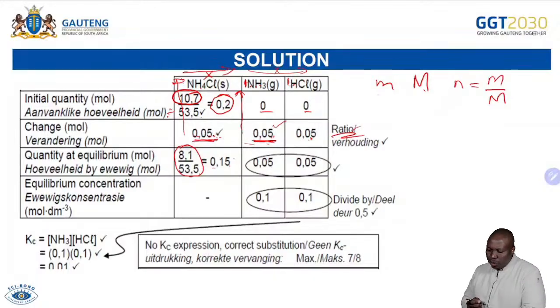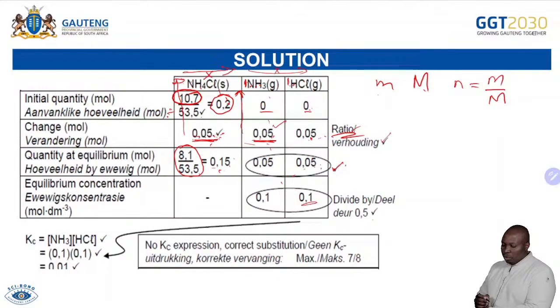Another mark as well: on the product side, you are going to add 0 plus 0.05 is 0.05. In the reactant you subtract, 0.2 minus 0.05 gives you 0.15. So that is another mark. So you have a mark for ratio, a mark for addition and subtraction, and a mark for dividing by the volume, because we are given the volume. When you divide by the volume, which was half, which is 0.5, hence the answer is 0.1 there.